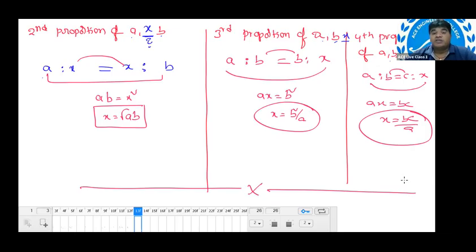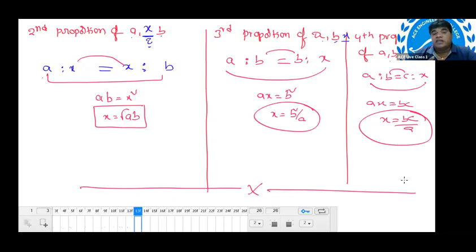Ratio, what is the ratio? The relation between two similar quantities is called ratio. A is to B. A is called the antecedent and B is called the consequent. Then duplicate ratio, subduplicate ratio, inverse ratio, next compound ratio, and mixed ratio. Next, the proportion concept. What is proportion? The equality of two ratios is called proportion. If two ratios are equal, then the condition is product of extremes equals product of the means.